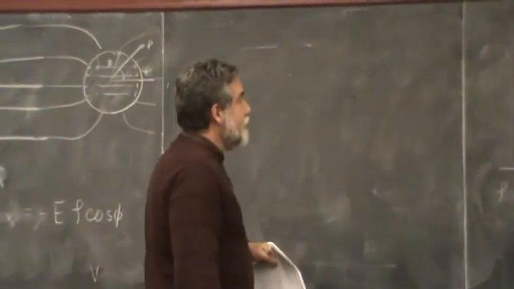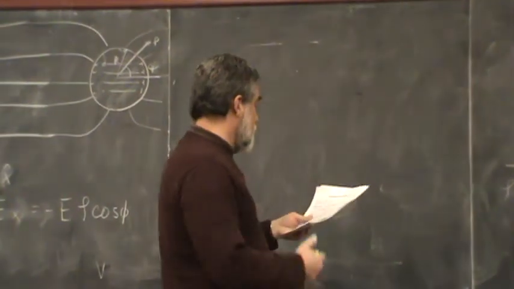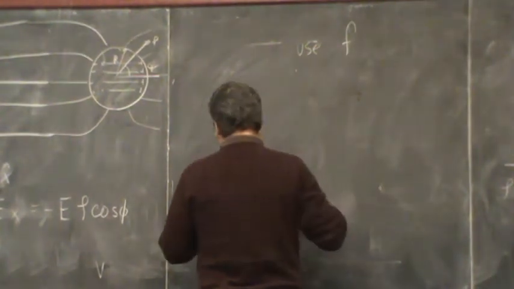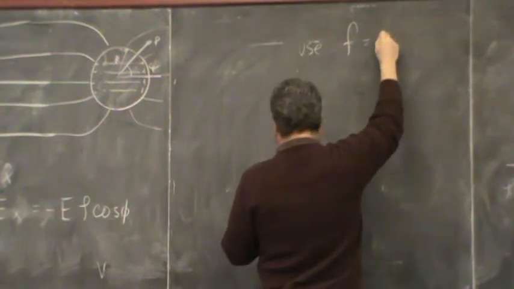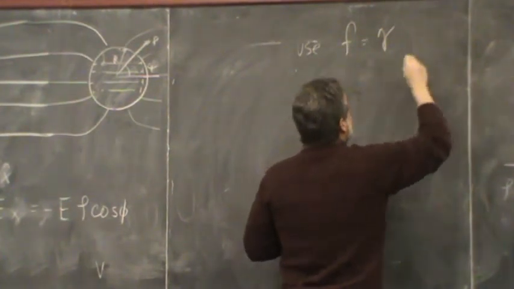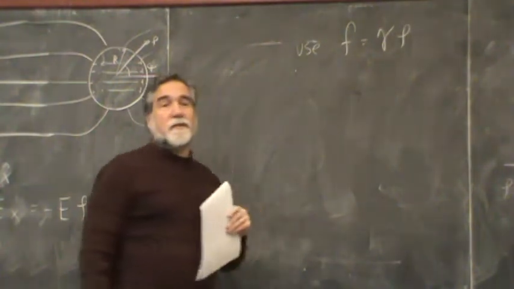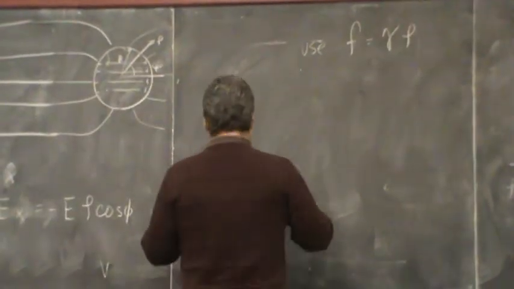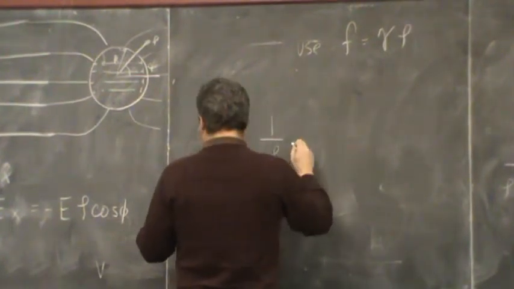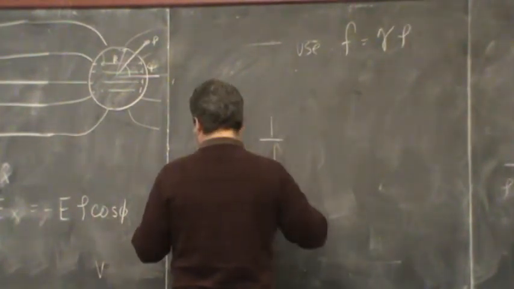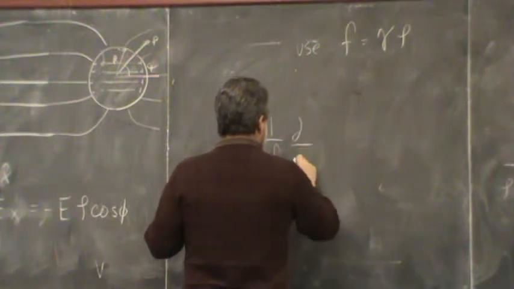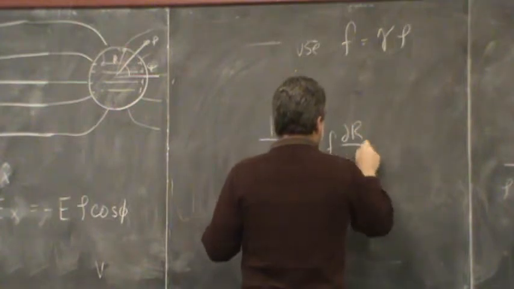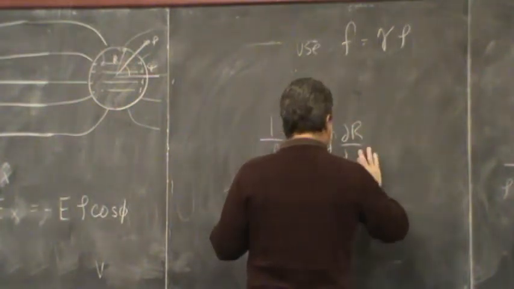And if I use some f, equals gamma, the gamma that I owe over there, times rho. So I'm just changing variables, right? Then that equation becomes 1 over f, d by df, f, dr, f.